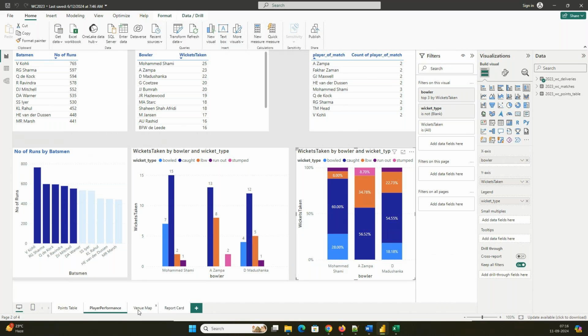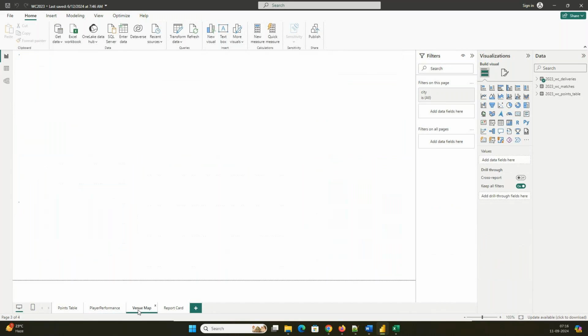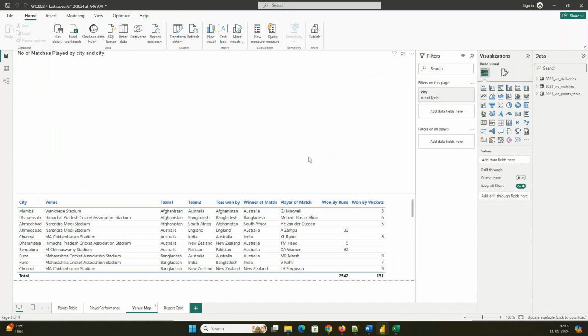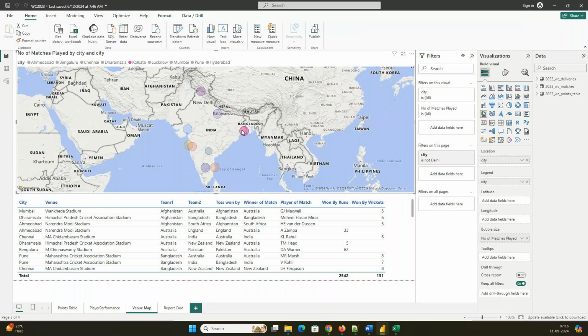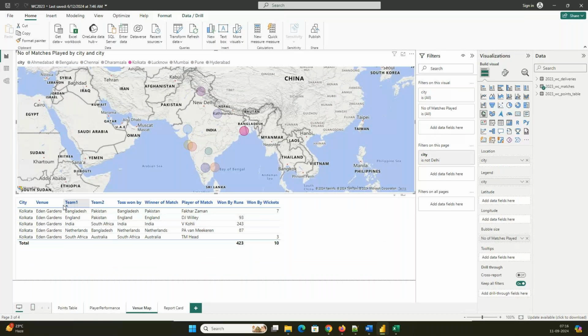Okay. Similar way, the tournament was conducted across India. And if you see, if I click on here, Kolkata, you will see which matches in Kolkata were played among which teams. India played against South Africa. India has beaten them by 243 runs. Similar way, Australia played against South Africa here and they won by 3 wickets. And who was the player of the match in that stadium?